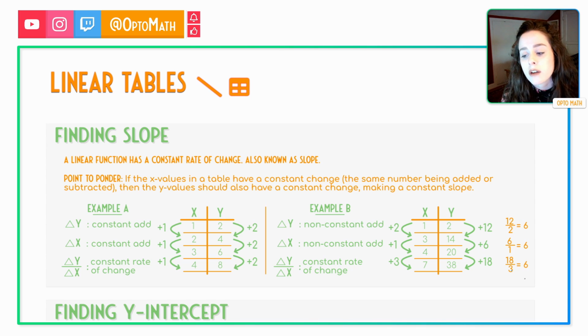So we've checked that over here. 12 divided by 2 is 6. 6 divided by 1 is 6. And 18 divided by 3 is also 6. So notice your slope is constant. Your slope does remain the same. So this does represent a linear function. And our change in y was a non-constant add. Our change in x was a non-constant add. And we still had a constant rate of change. So there's an example of that as well.